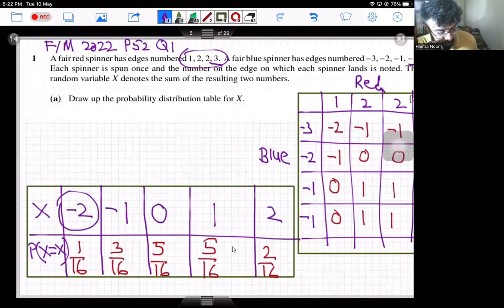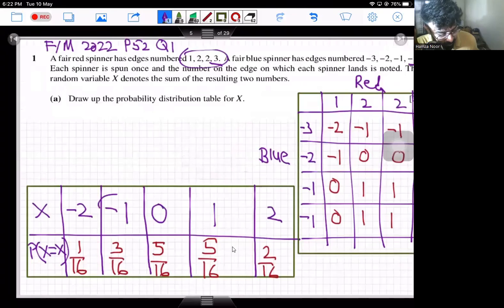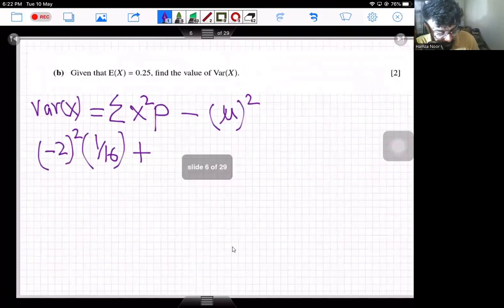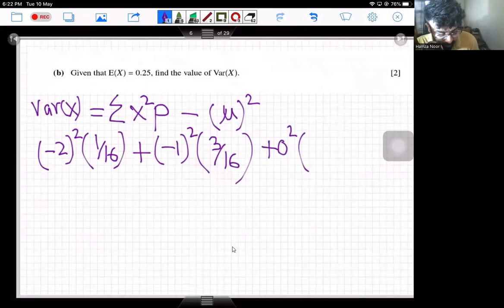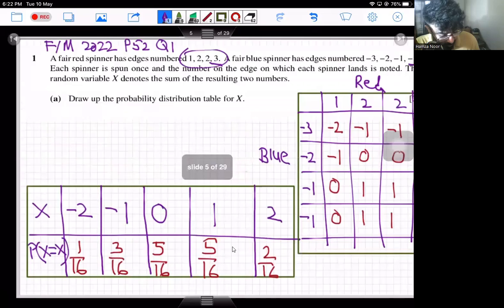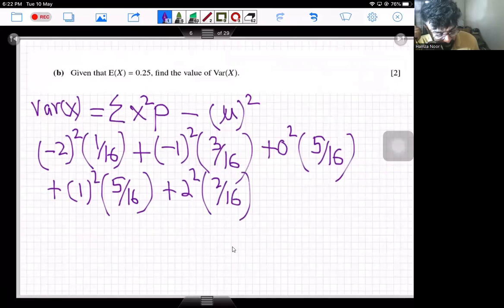So all x values will be squared and then multiplied with their corresponding probabilities. So -2 whole squared multiplied by 1 over 16, and then plus -1 whole squared multiplied by 3 over 16, and then 0 squared multiplied by 5 over 16, and then 1 squared multiplied by 5 over 16, then 2 squared multiplied by 2 over 16, and then subtract the square of the mean. So take away 0.25 squared.